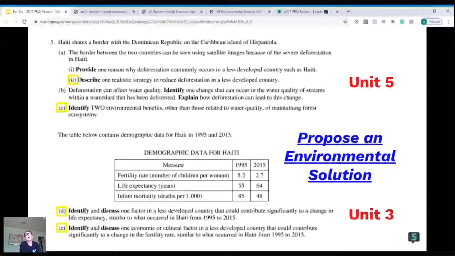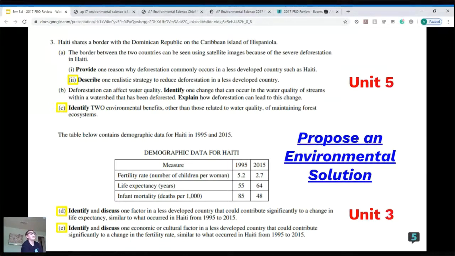This whole FRQ, proposed environmental solution, is all about optimism, but you don't really want to focus on the big things. You want to focus on regulating countries and taxing them, or you could come up with a strategy that requires companies that cut down trees to plant 2 trees for every tree taken down. That could definitely be a realistic strategy. But remember, you have to describe it to get full points.